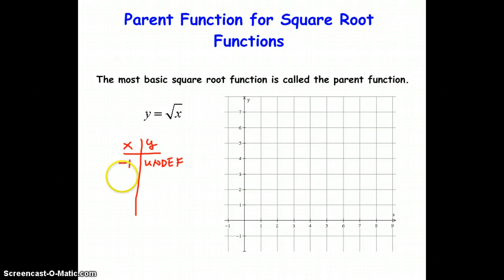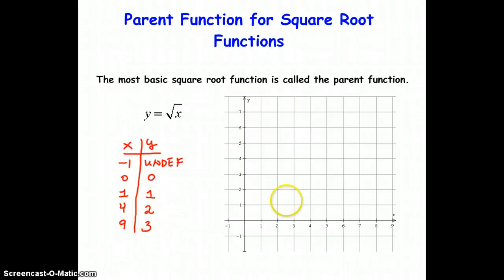The smallest x value that we can have here is going to be 0, and then we're going to use 1. And to make our numbers nicer, we're actually going to keep using perfect squares, because when we take a square root of 0, we get 0. When we take a square root of 1, we get 1. When we take a square root of 4, we get a nice integer, which is 2. And when we take a square root of 9, we get 3.